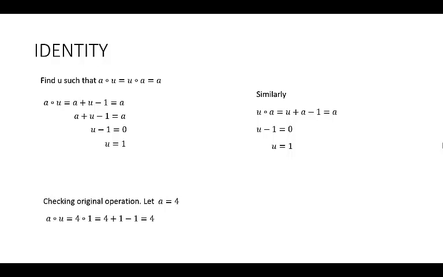a * u. So we said that a is equal to 4. We've just found the identity element is u = 1. So 4 * 1 is 4 + 1 − 1, which equals 4. So when we perform the operation on any real number and the identity element, we get back to that original real number.